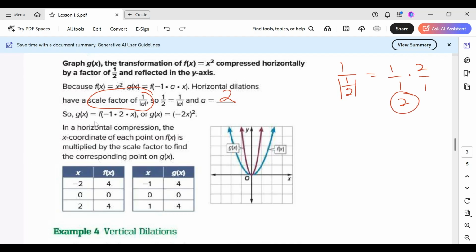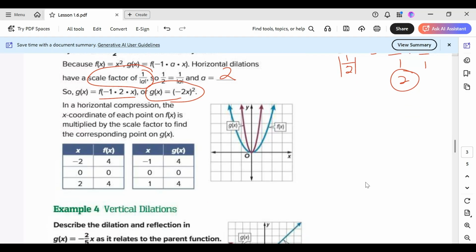So then they did our graph. It says in the horizontal plane, horizontal compression, the x-coordinate of each point on f of x is multiplied by the scale factor to find the corresponding points. So we took our original equation, and this is our new graph that they want us to have. So it's being compressed.